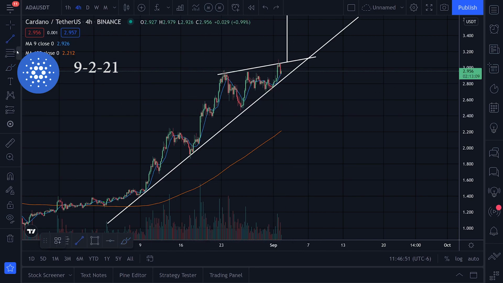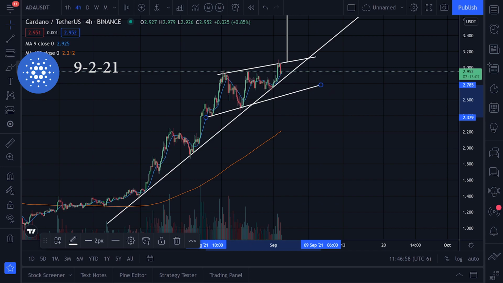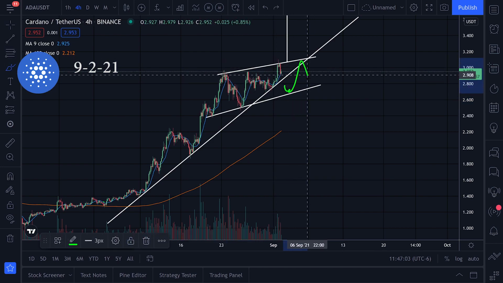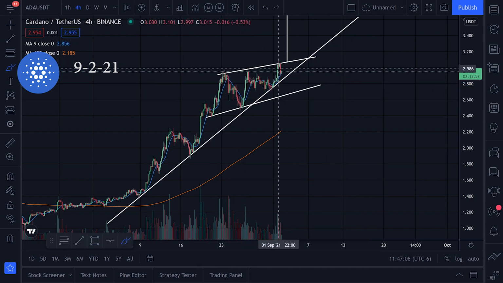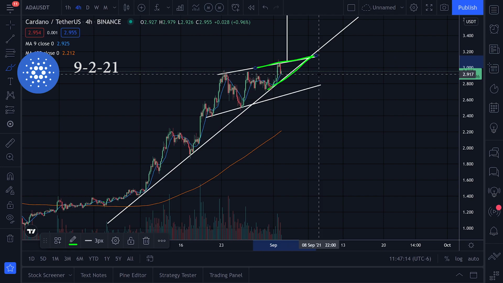Like I said, we have support right here, and we have support right here. We might be looking at a channel pattern as well, something like that. So even if we break this trend line going to the downside, we might get support right here, and we might be just traveling in this channel. For the meantime, we're going to have to wait and see which one it breaks. Right now, we'll be watching this trend line and this trend line, in my opinion.